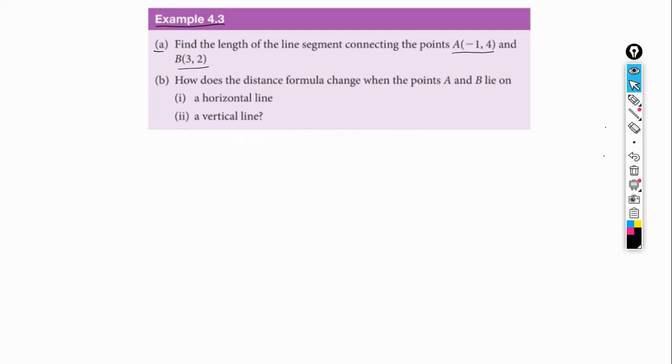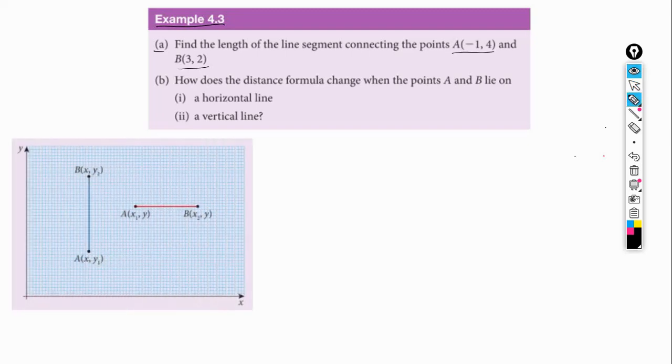Okay, so now let's focus on part B. And it says, how does the distance formula change when the points A and B lie on 1, a horizontal line, and 2, a vertical line? So let's take a look at a graph of this situation. So the red line is the horizontal line. What would be the distance between points A and B? Now notice that the y-coordinate would be the same for both, right? Because it's a horizontal line.